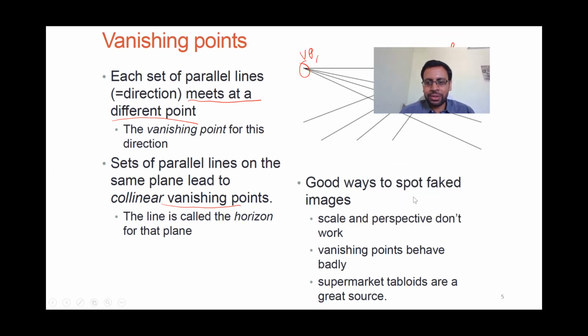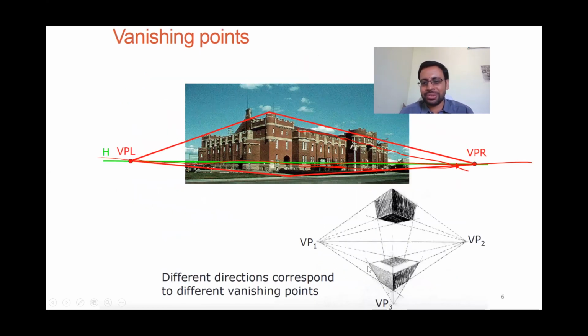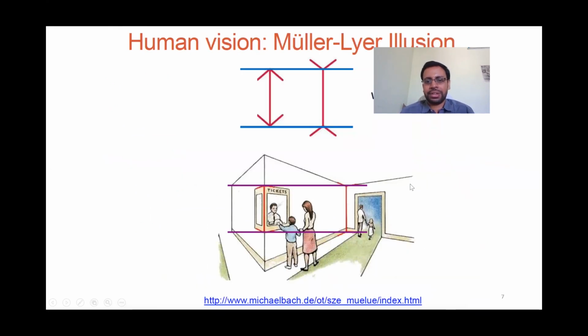This is a good way to spot faked images, because scale and perspective don't work there. Vanishing points behave badly. Supermarket tabloids are a great source. That's where you see some fake images. If you see them, you could actually use this analysis. The same thing they have drawn here in 3D.